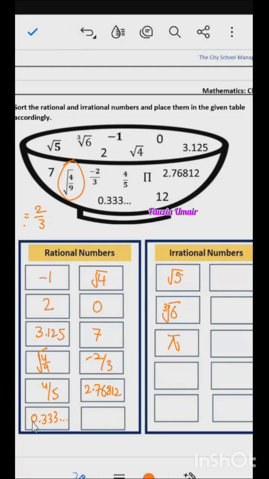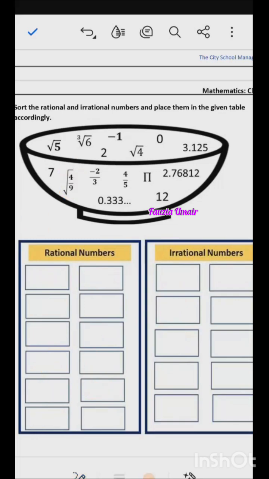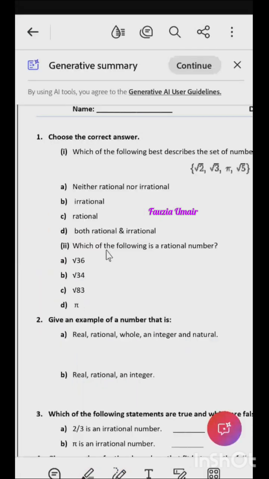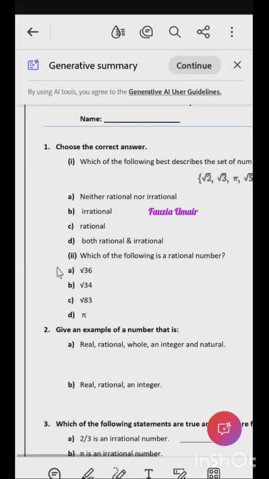Any confusion in this question? Anything you cannot understand? No, ma'am. Which of the following is a rational number? 30, square root of 36, square root of 34, square root of 83, and pi. Which one is the rational number? A is the only one which is a solvable root. A would be the answer.